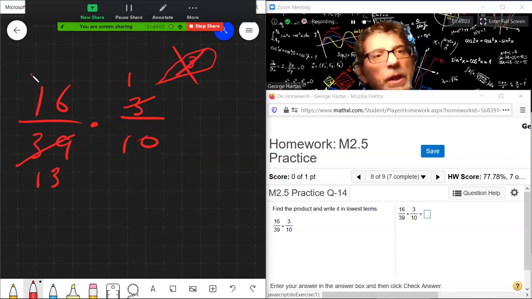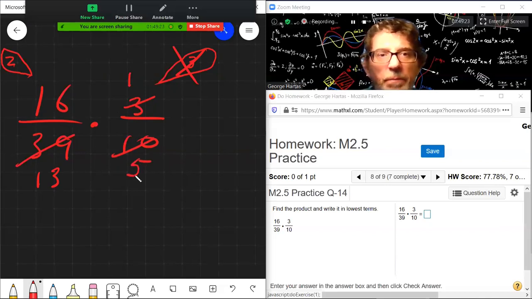And look, they're both even numbers. So what is the biggest number that divides into 10 and 16? And you said 2. Correct. The 2 that you're thinking about divides into 10 5 times, and divides into 16 8 times. Cross out the thought bubble. One last spin around the block. Nothing reduces.